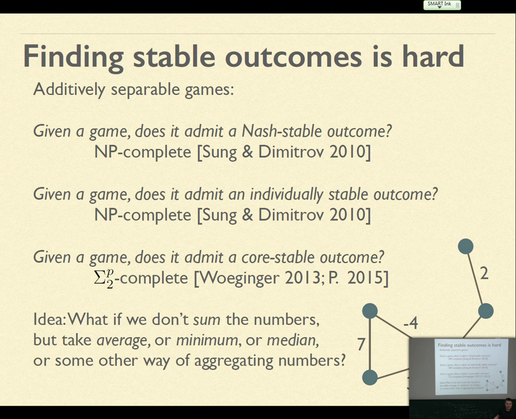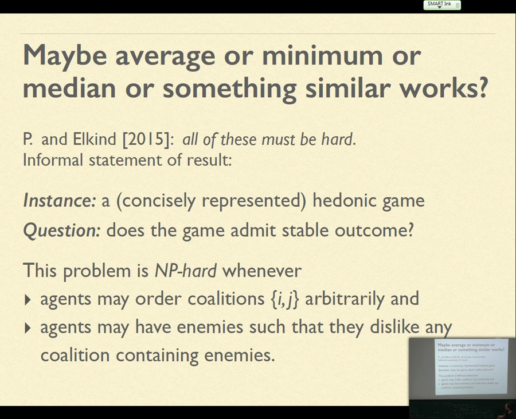Not so surprising, perhaps, because partitioning problems tend to be hard. So it's computationally a mess. It's not so good. So one idea one might have is, let's replace the summing of numbers with some other aggregation mechanism. Let's take an average, let's take a minimum, let's take a median, or some other way, and maybe this works out. This has been looked at in various papers, but it doesn't really work.